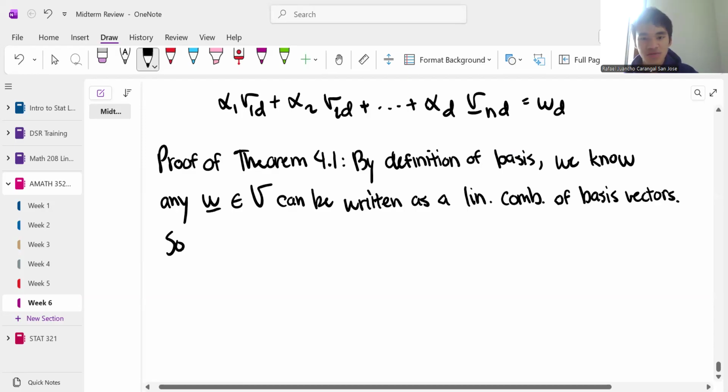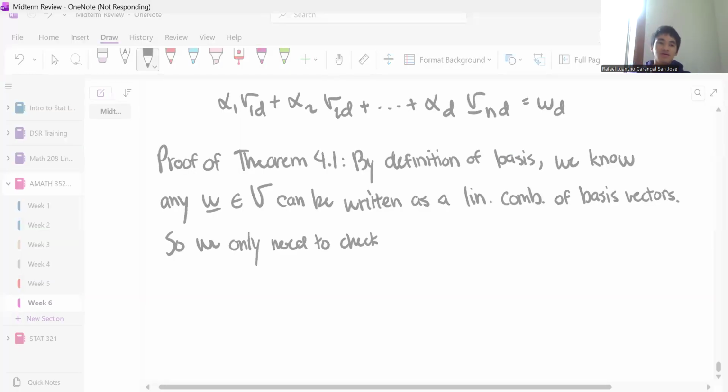So the only thing we need to do, we need to check uniqueness.